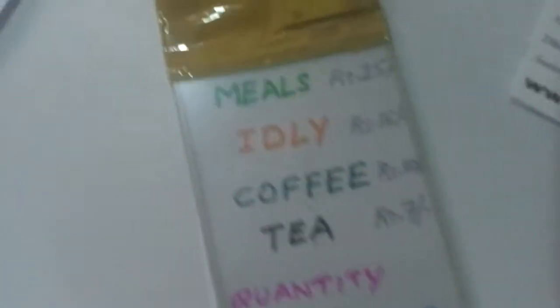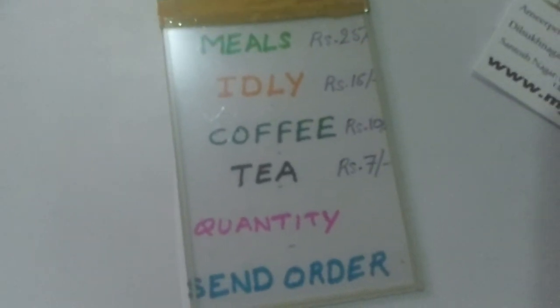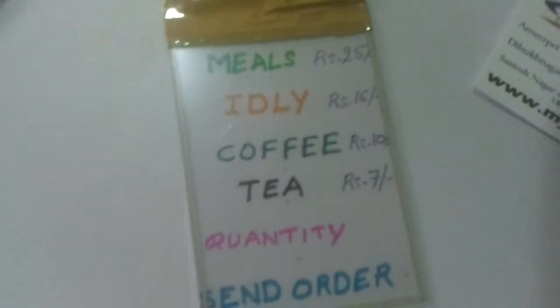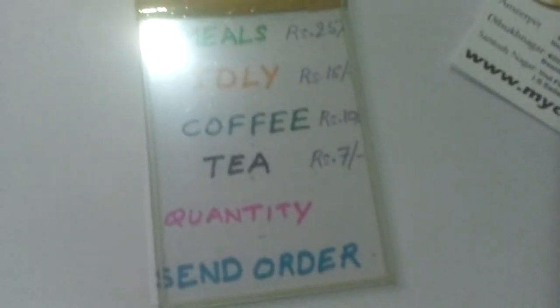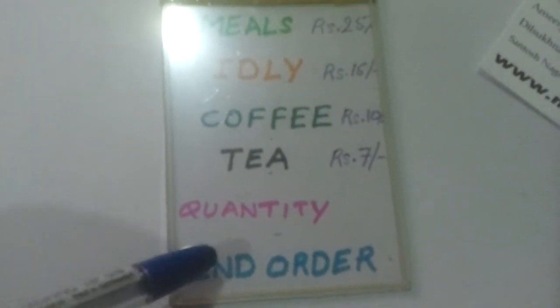Similarly, we can add any menu items over here, depending on the requirement. For the demonstration purpose, we added only 4 items here, and the quantity can also be increased. At any point of time before sending the order, the order can be changed. For example, I selected idli and maybe 3 quantities. Suppose I don't like to order this, I can always go for meals, for example. Then I can send the order.